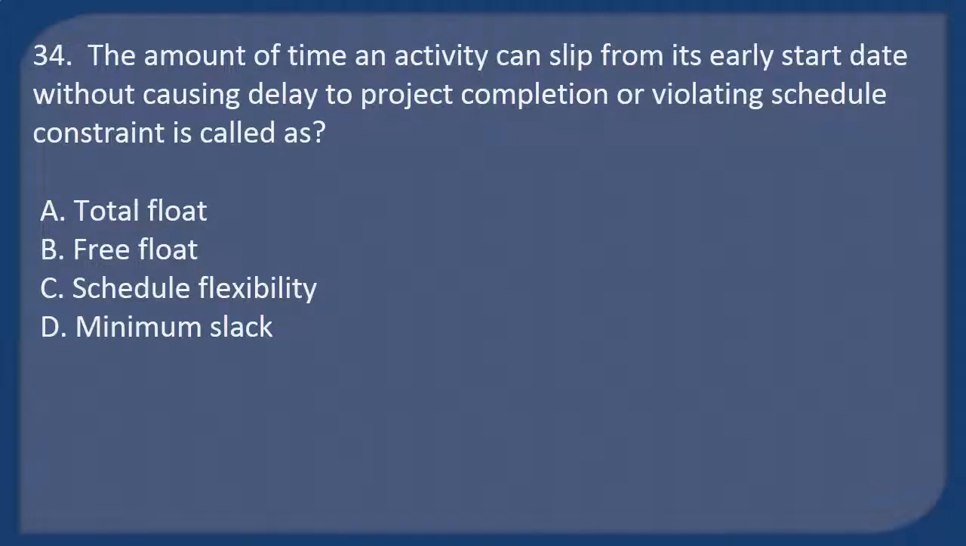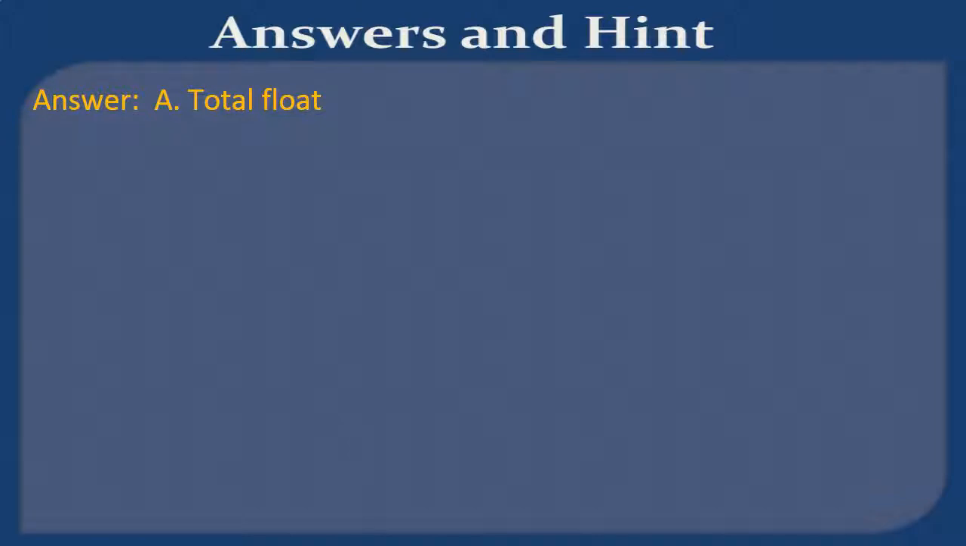Question 34. The amount of time an activity can slip from its early start date without causing delay to project completion or violating schedule constraint is called as A. Total float, B. Free float, C. Schedule flexibility, D. Minimum slack. Answer: A. Total float.